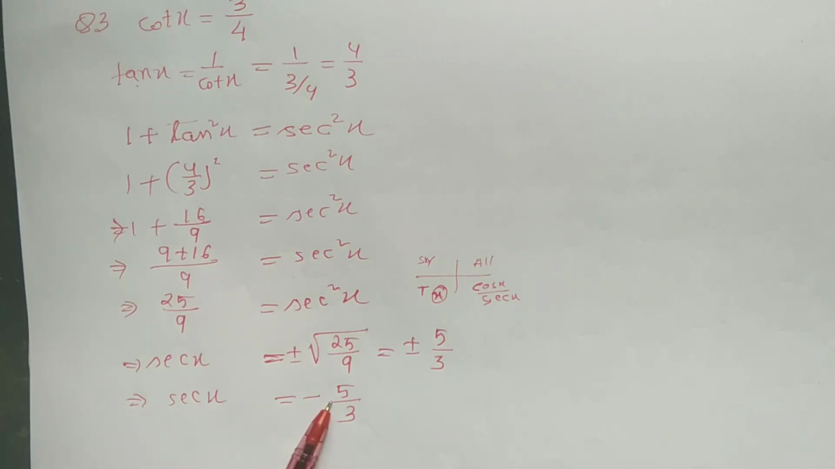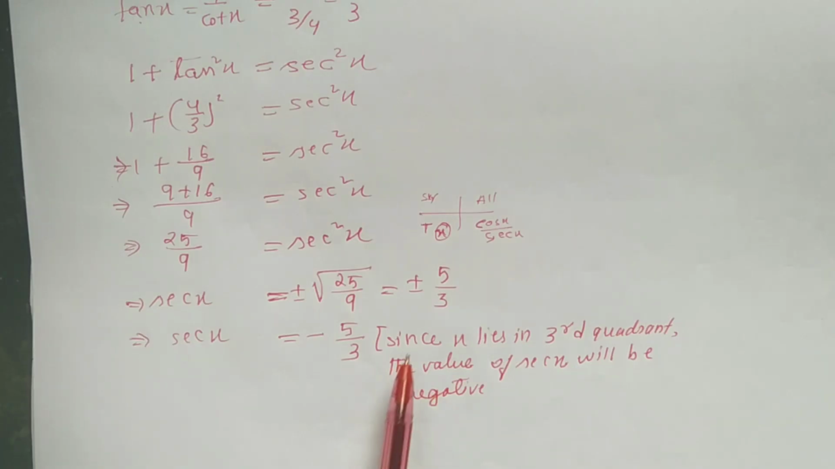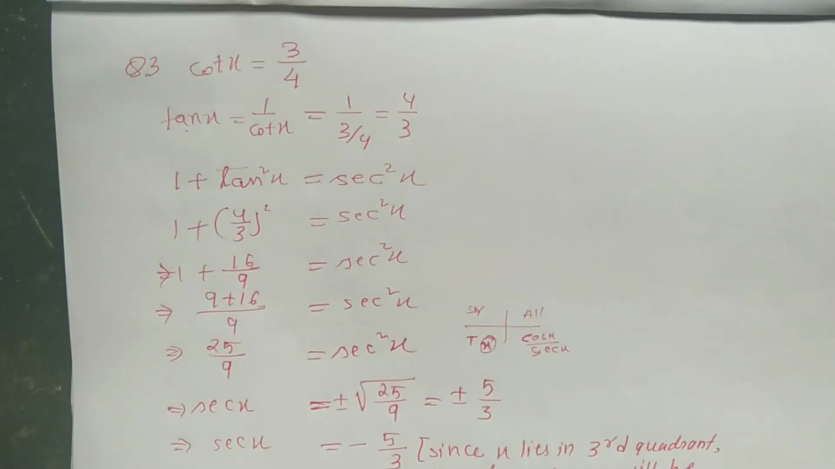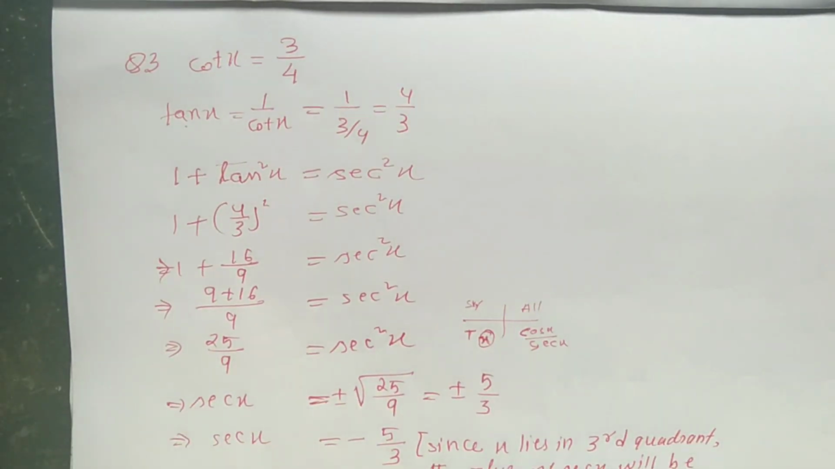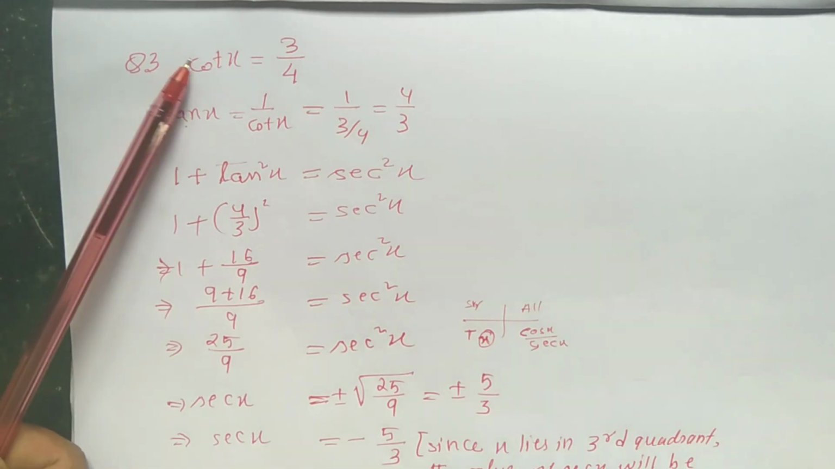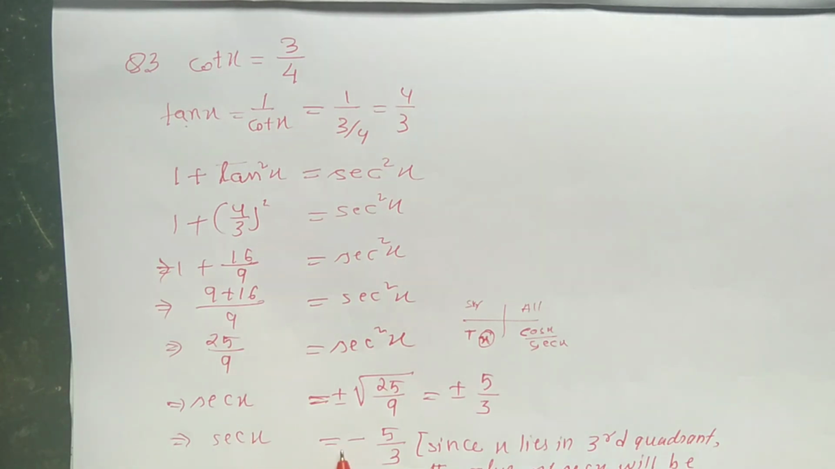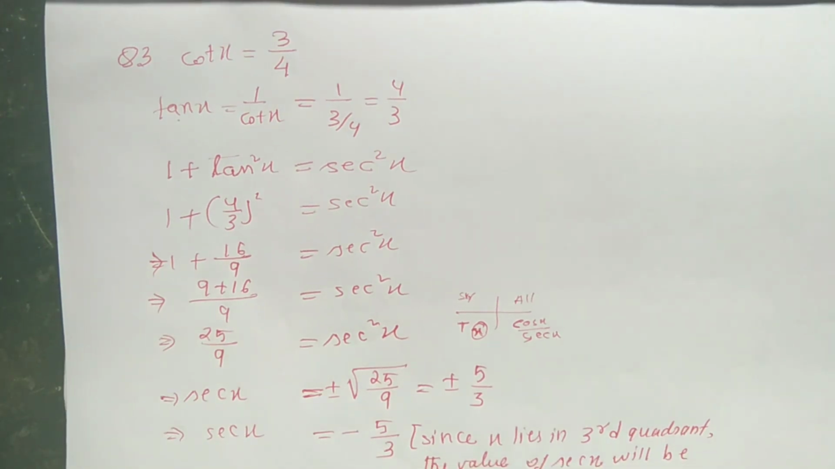So this is the value of sec x. Here we can write, since x lies in the third quadrant, the value of sec x will be negative. Now what did we get? We got the cos x value, the tan x value, and the sec x value also. Now three more trigonometric functions are left to find out.